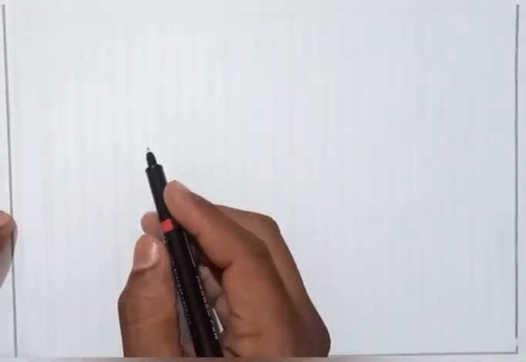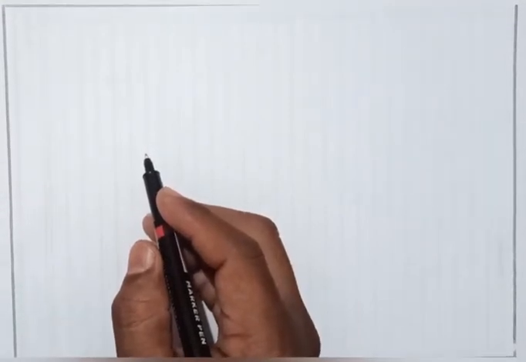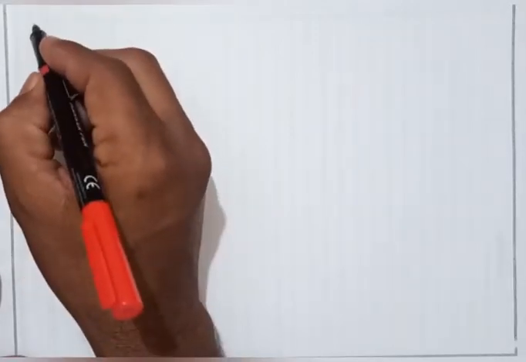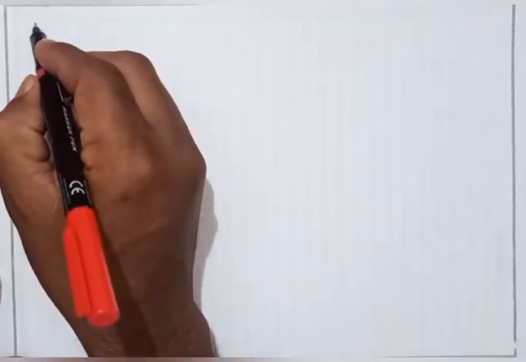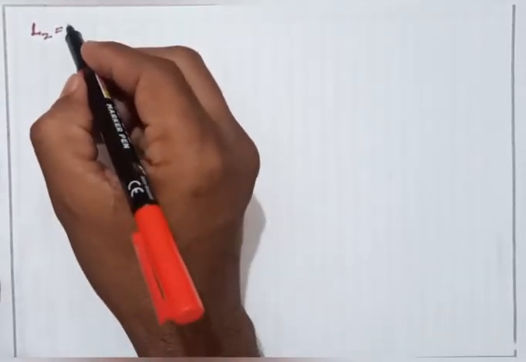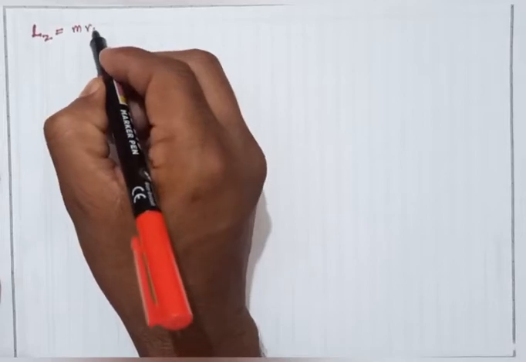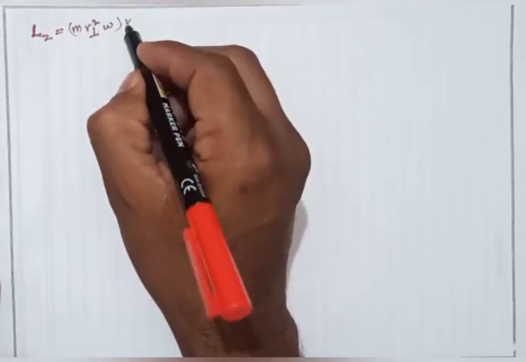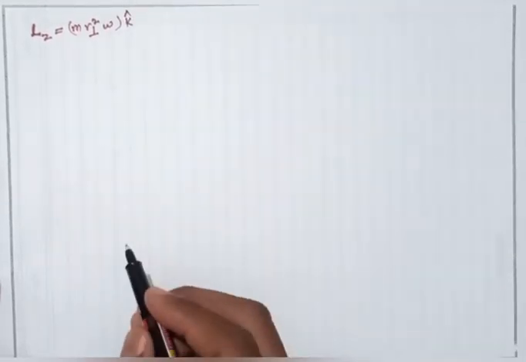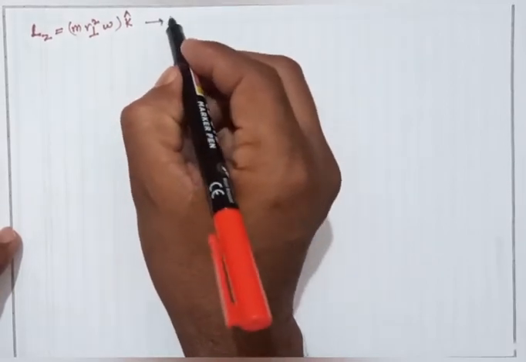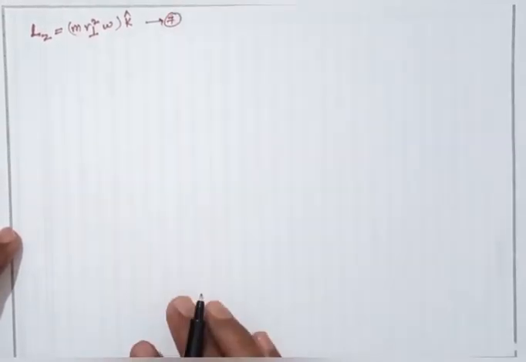So equation number 6 is taken along the z-axis direction. So Lz is m R perpendicular square omega, along the z-axis direction. This is a vector quantity, so it is k cap. So this is equation number 7.